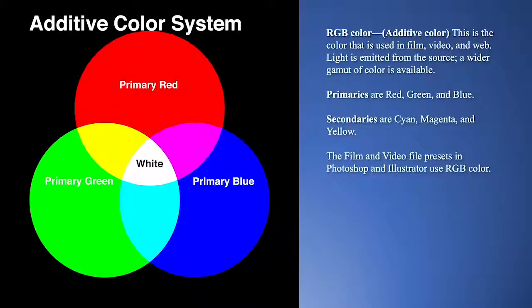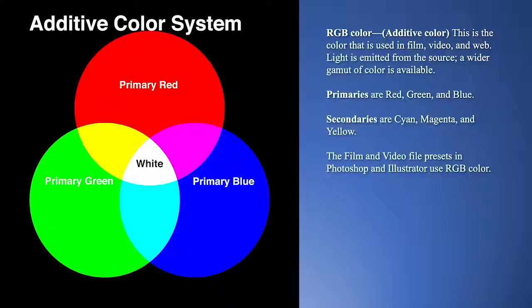The additive color system is the system that we use in video. It's called RGB color. This is the color that is used in film, video, and on the web. Light is emitted from the source. A wider gamut of color is available because the light is actually coming from the rasters. The primaries are red, green, and blue. The secondaries are cyan, magenta, and yellow.